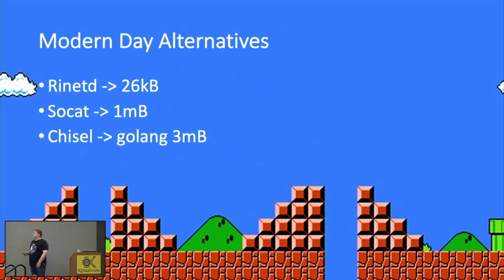So there are some modern day alternatives. Rawdog ID is probably the best one. It's 26 kilobytes. There's a problem with fpipe: it's detected by antivirus as a virus now. You can use socat in Windows, made to bring libraries. Chisel is a pretty big binary for Golang, but it works pretty well.